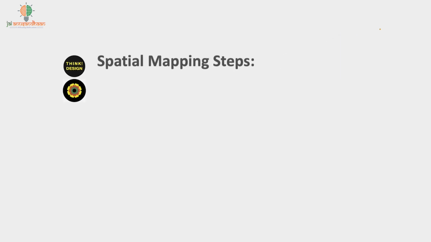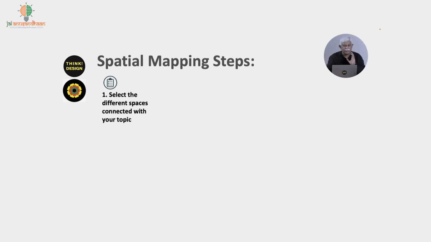Let's have a look at the spatial mapping steps. Select the different spaces connected with your topic. The spaces could be to do with your artifacts, with services, with media, with activities. Then you need to select a space or the location. It could be your building or home, your neighborhood, the town or the city, the state, country or the world itself. So this becomes the space on which you have to map the different aspects of your topic.